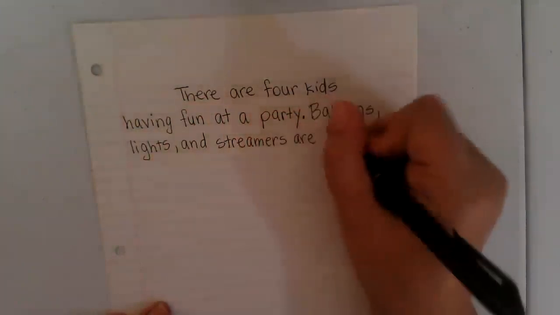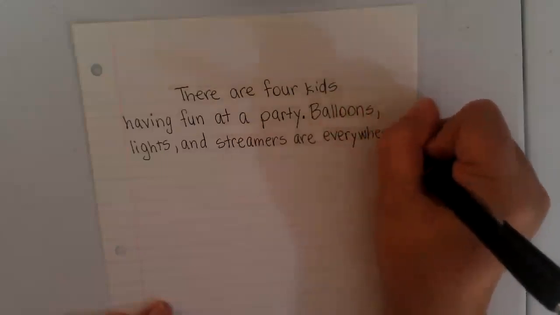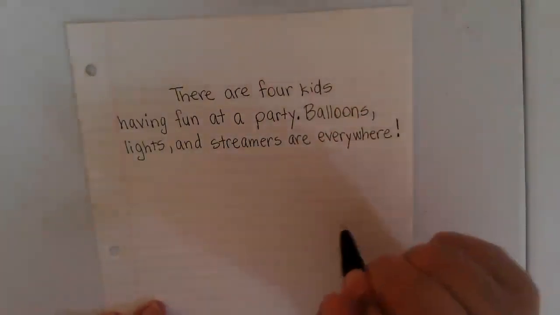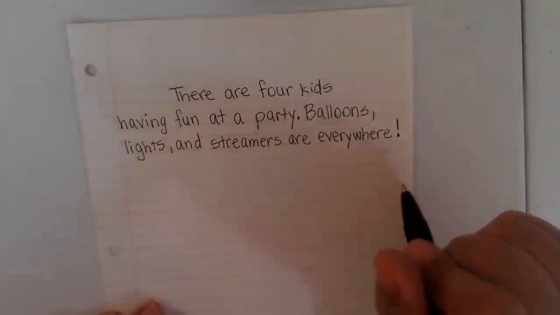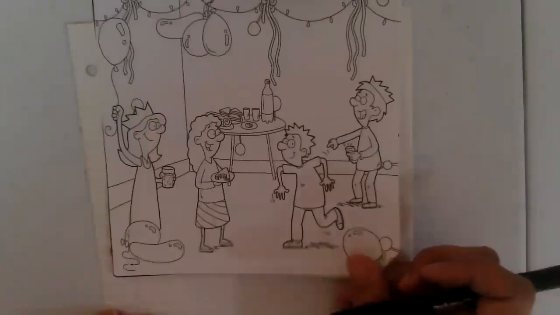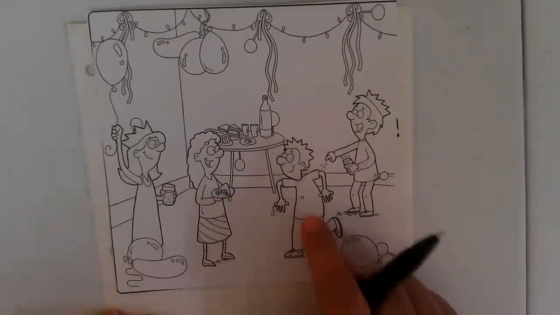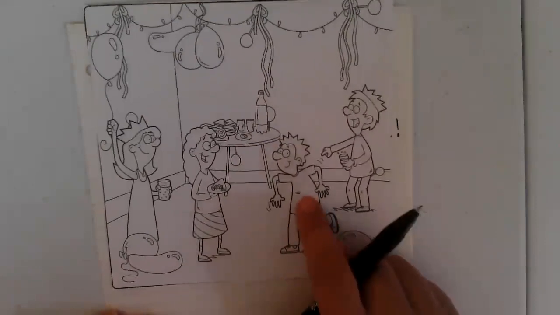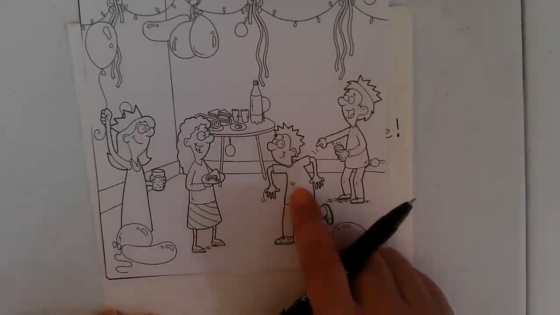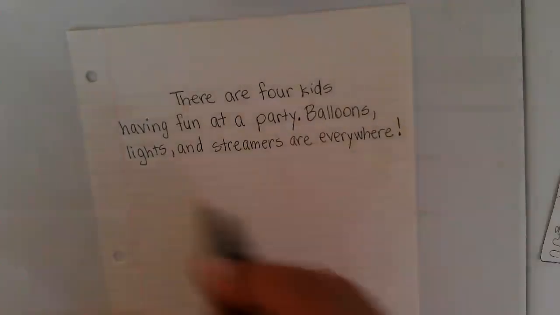are everywhere. I kind of want to write an exclamation mark just because I want to really put my point across here. Balloons, lights, and streamers are everywhere! And this boy dancing really just took my eye. When I first looked at the picture, that's the first thing that caught my eye. I like this boy. I think I'd have fun with this boy at a party because he's a dancing machine. All right, I'm going to write something about this boy.